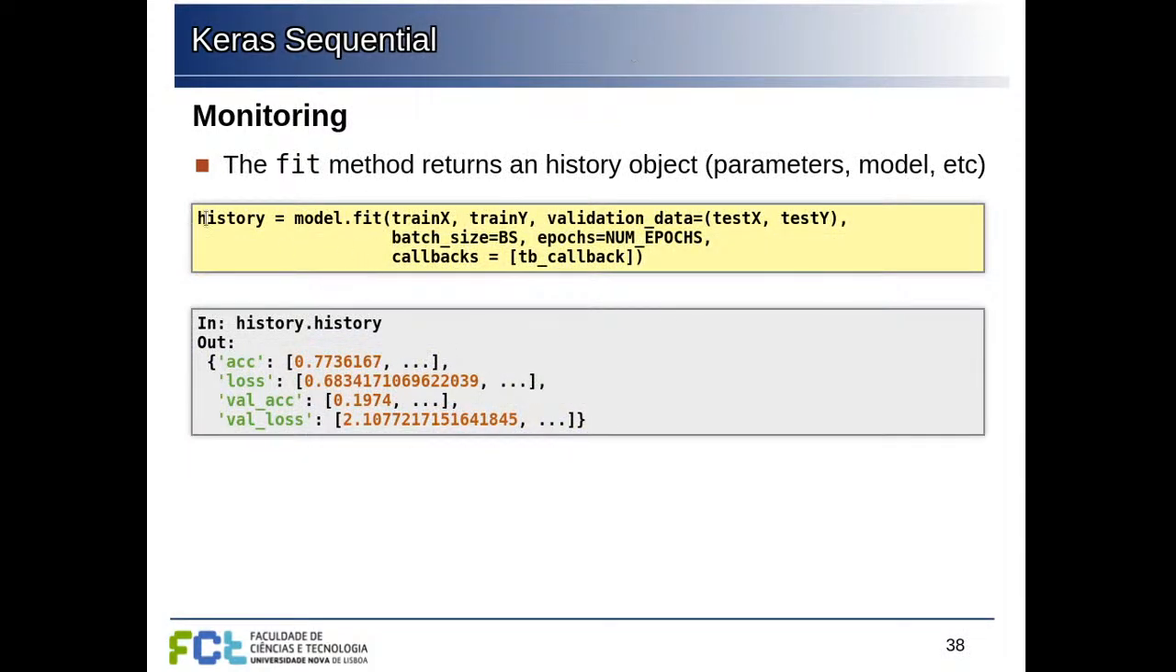The fit method will return this object, history, that has lots of things that you can use. So it has the loss values, it has the metrics that you specified that you wanted to use when you compiled the model, and so you can also take this history object and plot whatever data you want from these metrics that will be registered there. So if you don't want to use TensorBoard, you can use the history object for that.